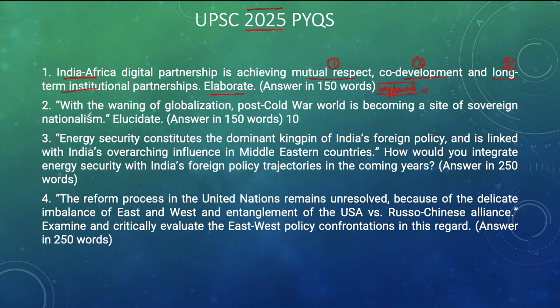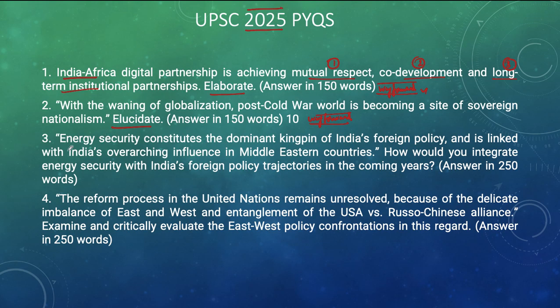Coming to the second one, with the waning of globalization, the post-Cold War world is becoming a site of sour green nationalism. So they are again asking us to elucidate. So for elucidate also we need to write the way forward before the conclusion. Our conclusion should be futuristic and we need to talk about the various issues in a point-wise and pictographic format to fetch maximum marks.